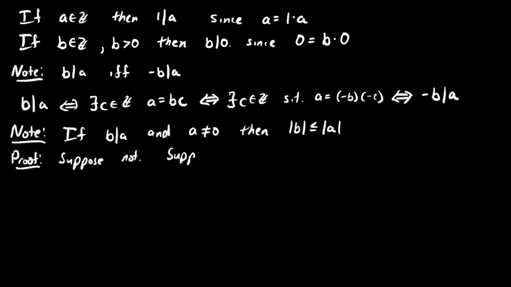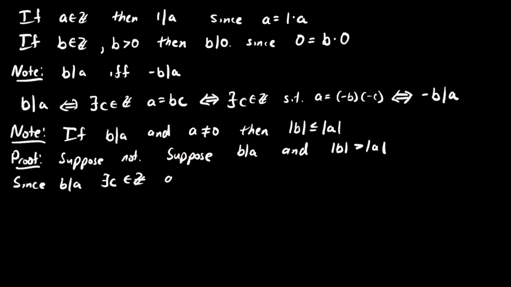So I'll say suppose that b divides a, a is non-zero, and the absolute value of b is strictly larger than the absolute value of a. Well, where does this lead us? Let's look at our assumptions. Our first assumption is that b divides a. So since b divides a, we know that there exists an integer c such that a is equal to b times c. Okay, where does that lead us?